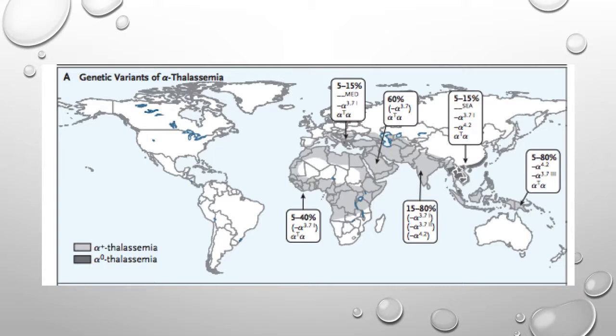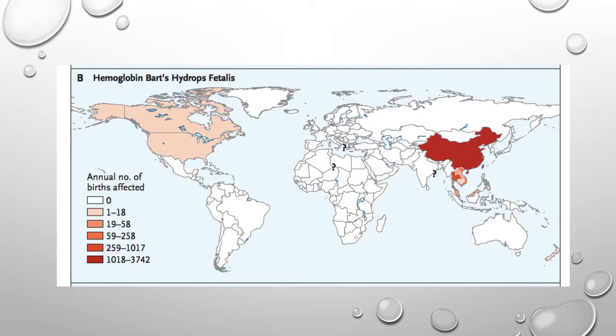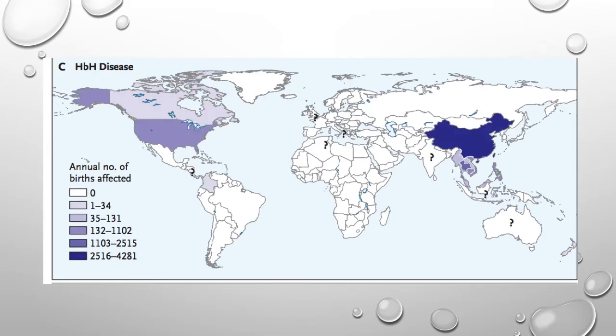Alpha-positive thalassemia, which again includes alpha thalassemia silent, alpha thalassemia trait, and hemoglobin H disease, are the most common of all single gene disorders. Alpha-zero thalassemia refers to more than 20 different genetic mutations of the alpha globin locus that result in the deletion of both alpha globin chain loci on one chromosome 16. This is a map that shows the prevalence of hemoglobin Bart hydrops fetalis. And this is also a map that shows the prevalence of hemoglobin H disease.